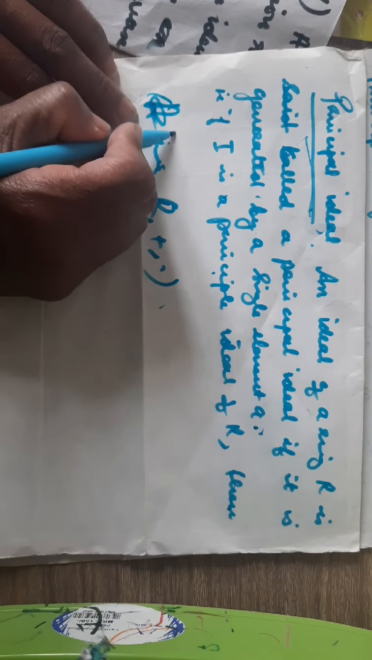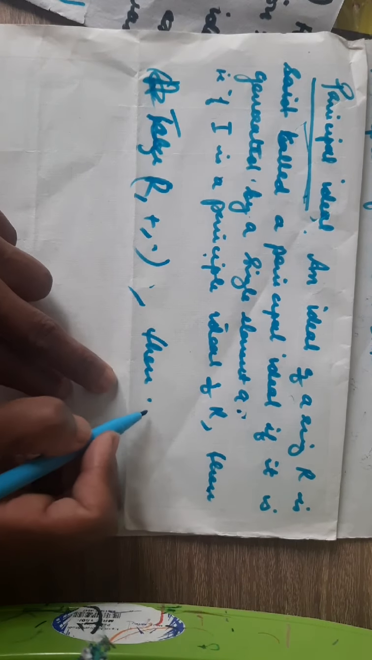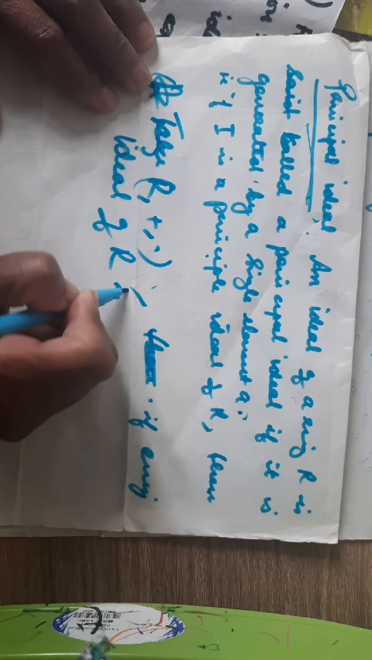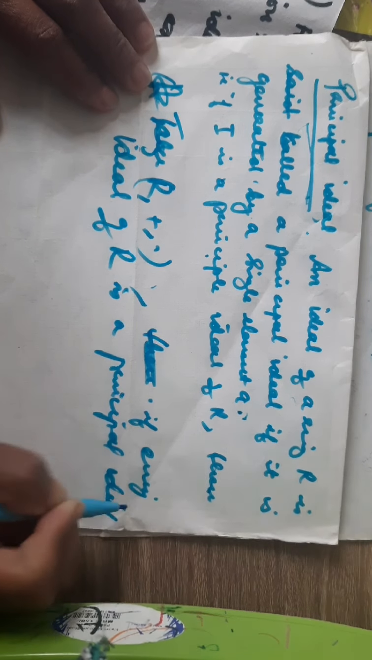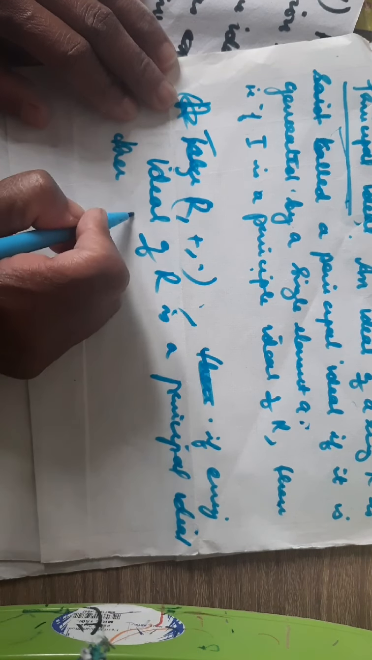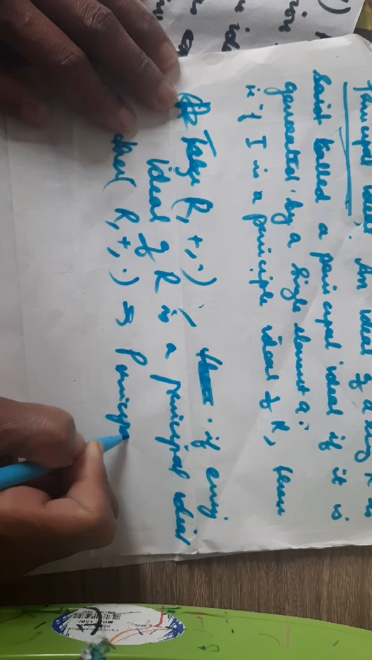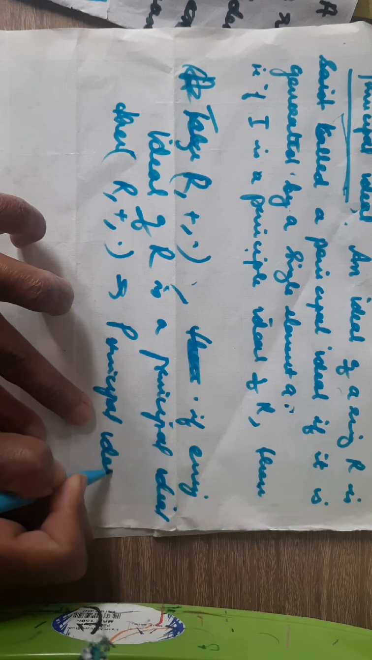Now consider a ring R, plus and dot. If every ideal of R is a principal ideal, then R, plus and dot, is called a principal ideal ring, since all the ideals of R are principal ideals.